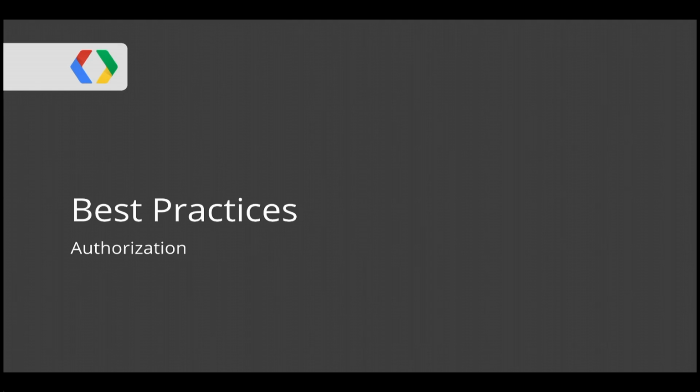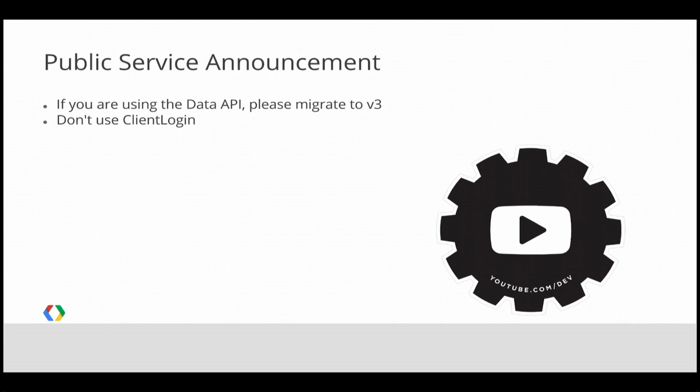OK, now let's switch gears a little bit and talk about authorization and authentication. A quick public service announcement. If you are using the data API, and you're probably using V2 of the API, we highly encourage you to move to V3 of the API. This is where we're going to be investing a lot of our effort. If you're using V2 and you can't get off it for the foreseeable future, please don't use client login, right? Please use OAuth when you can.